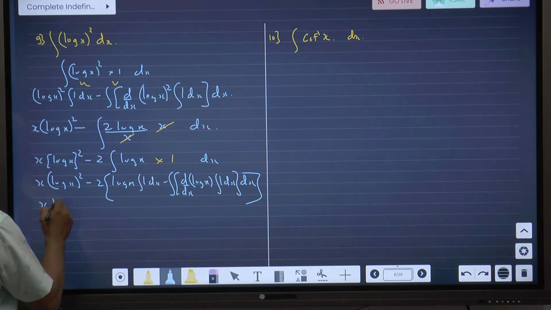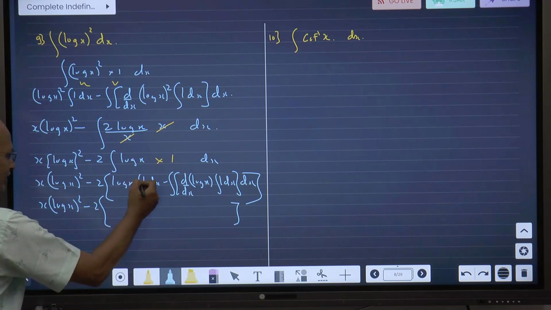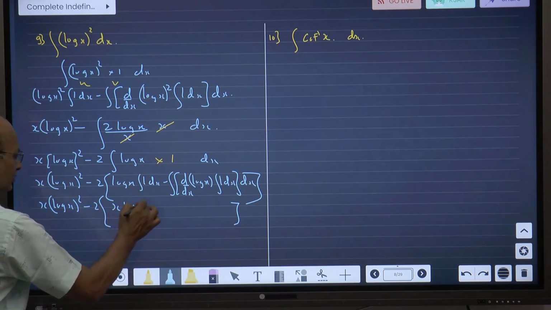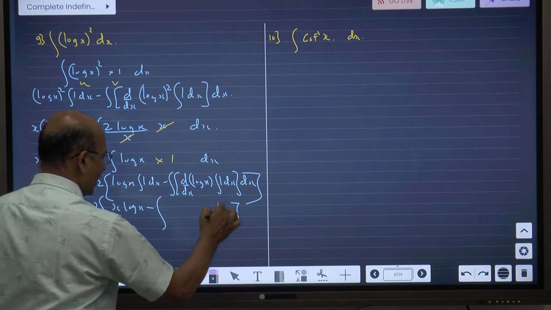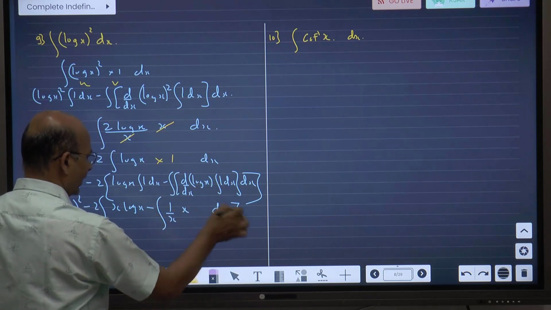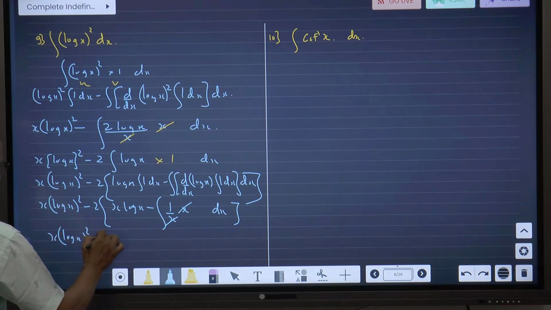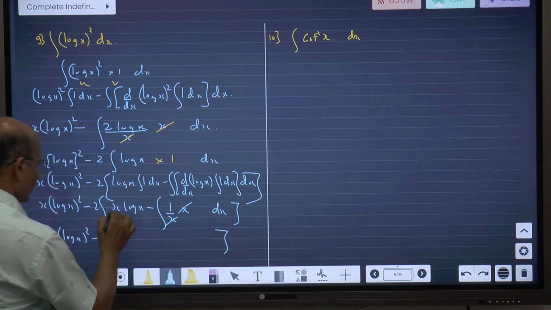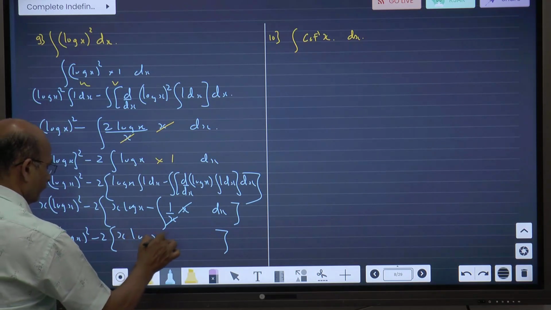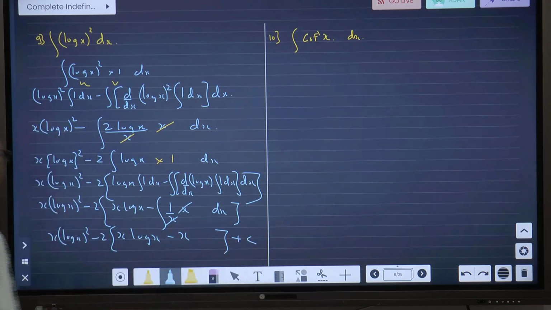So this is as it is, (x log x) whole square minus 2, because remember the 2 belongs to everything. So log x, and integral 1 is x. So x log x minus, put the integration sign because you have to solve the inner part. Log x derivative is 1 by x dx. Again now this cancels here. So what happens now? x log x minus 2. Now quickly do it. Now x log x as it is minus integral dx. Integral 1 dx is x plus c. So my integration is done.